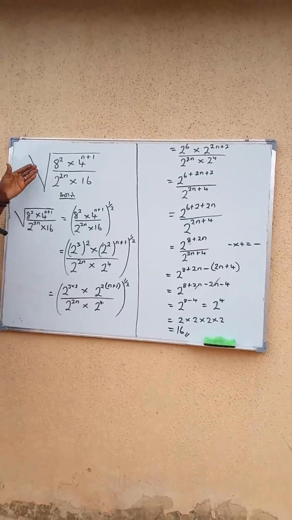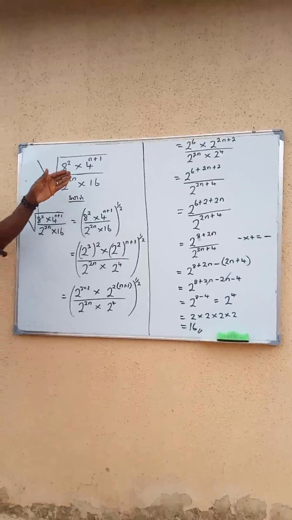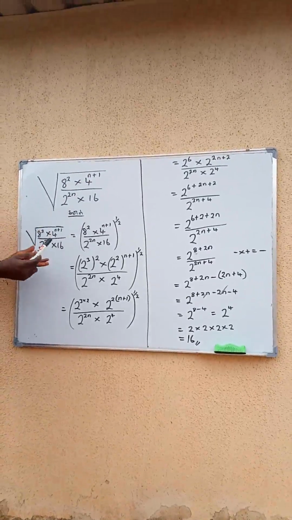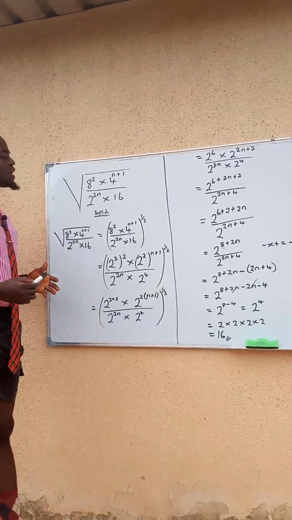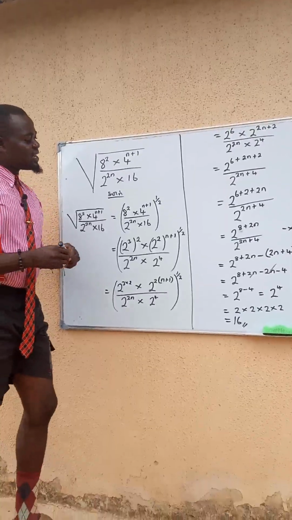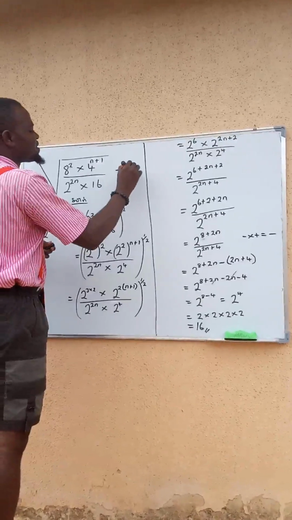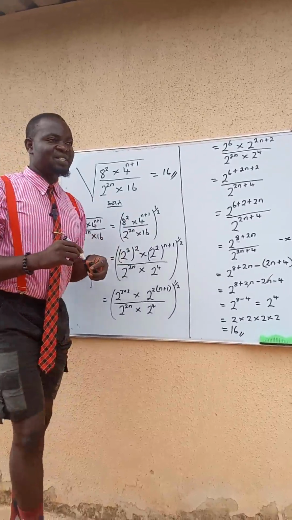So you can say that the square root of 8 raised to the power of 2 multiplied by 4 raised to the power of n plus 1 over 2 raised to the power of 2n multiplied by 16 is equal to 16. So you have solved it.